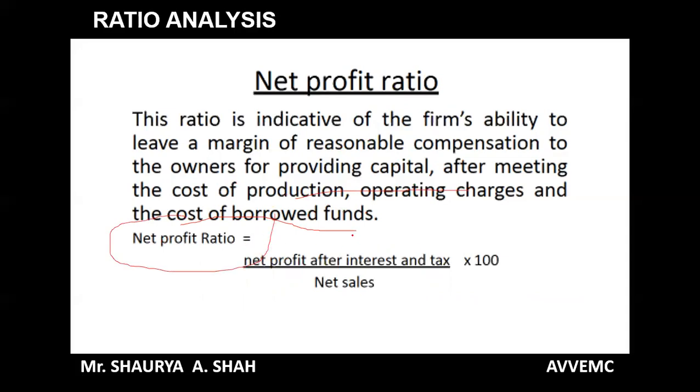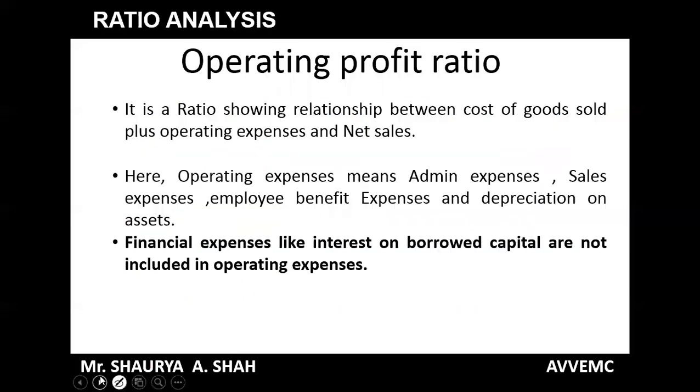Again, tax is to be paid to government. So most important thing, many students make mistakes in that. Always remember NPAT, net profit after interest and tax. Generally, we know it as PBIT and PAT. PBIT is profit before interest and tax, and PAT is profit after tax. So profit after tax divided by net sales into 100. Net sales includes your sales less your sales return. So this will give you the idea of net profit ratio.